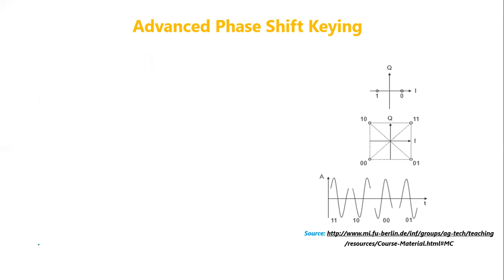Okay. So in this diagram, you can see the top diagram represents binary phase shift keying. Here there is only a 180 degree shift. When there is no shift, it is 0. If there is a shift of 180 degrees, it is 1.